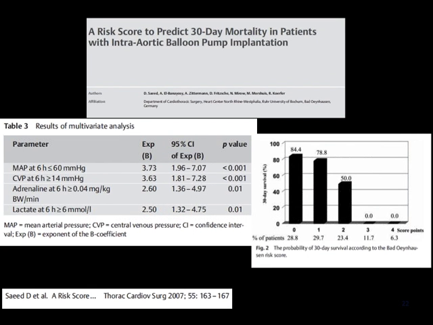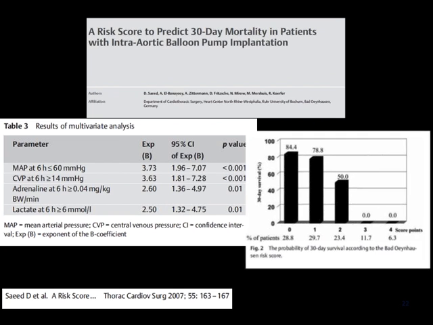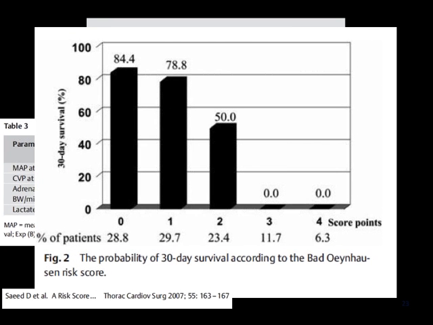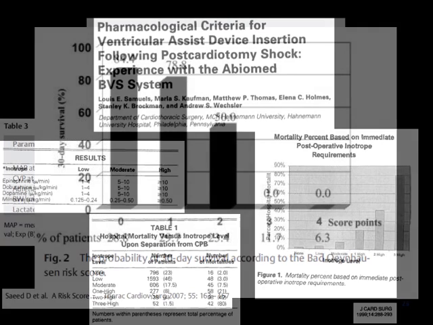For example, this manuscript that was published by Seed et al. looked at patients that were post-cardiotomy that got intra-aortic balloon pumps. What they found was essentially that if you meet some of these criteria right here: a low mean arterial pressure, a high CVP, a high dose of epinephrine, and a rising lactate, if you met 3 or 4 of those criteria, those patients didn't live, 100% mortality. So maybe you shouldn't be using an intra-aortic balloon pump in them, maybe you should be doing something else.